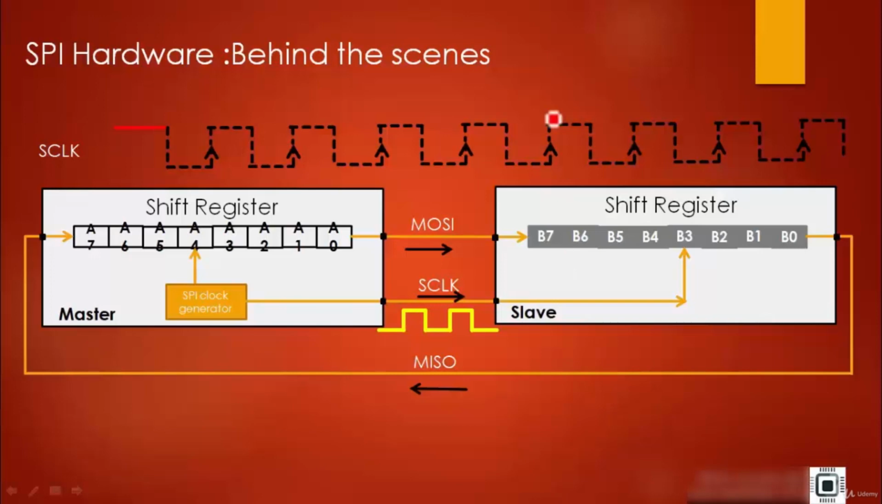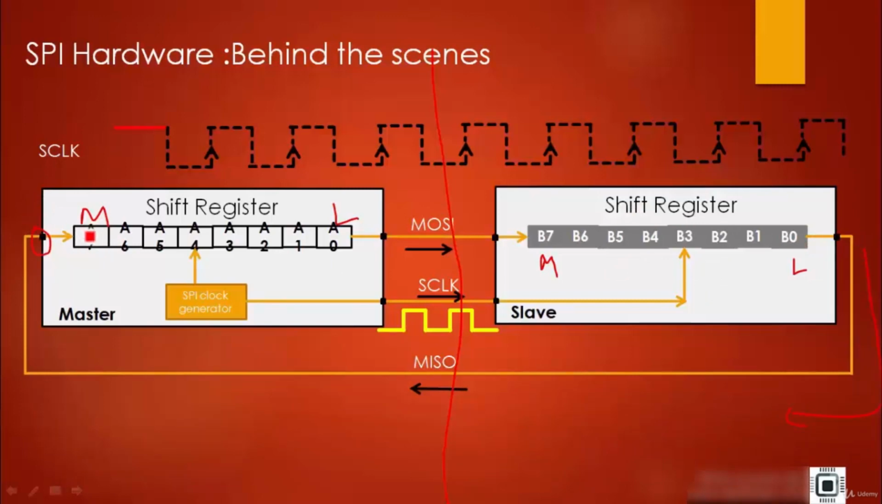So let's say there are two devices. One is master and another one is slave. The master SPI peripheral has one shift register of 8 bits. This is the LSB and this is the MSB. The slave also has one shift register. You can see that the MOSI of master is connected to MOSI of slave. The clock pins are connected, and the MISO of slave is connected to the MISO of master. So this is the connection.